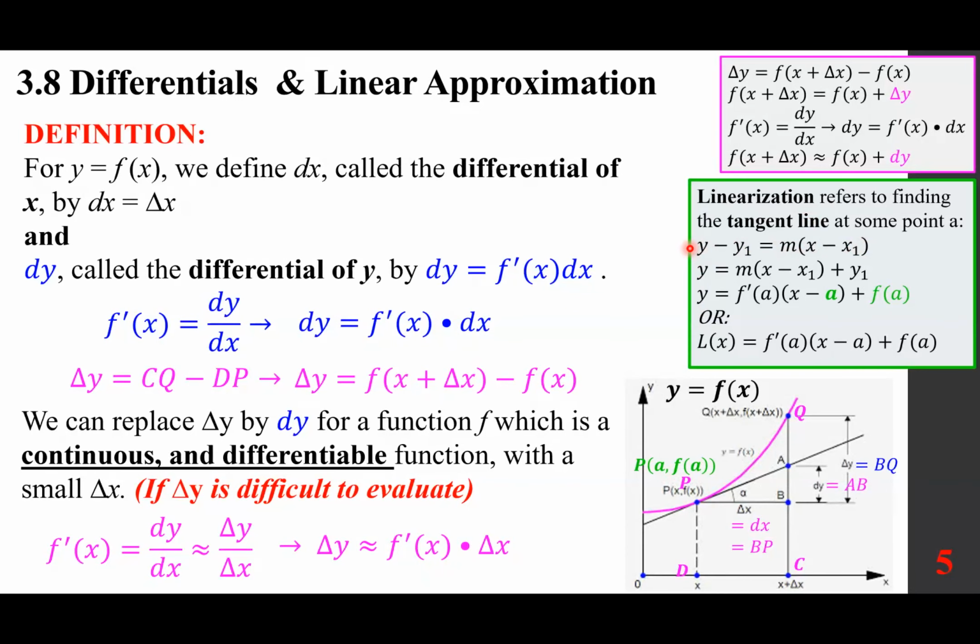Notice if I move the y1 to the right side, I get the second equation. If I change the m to f prime of a, and this pair to a comma f of a, so x minus x1 is x minus a, and y1 is f of a, I get this formula, and now I'm going to call it L of x. Do I have to memorize that? No, just remember the point slope. It's very simple, everybody.